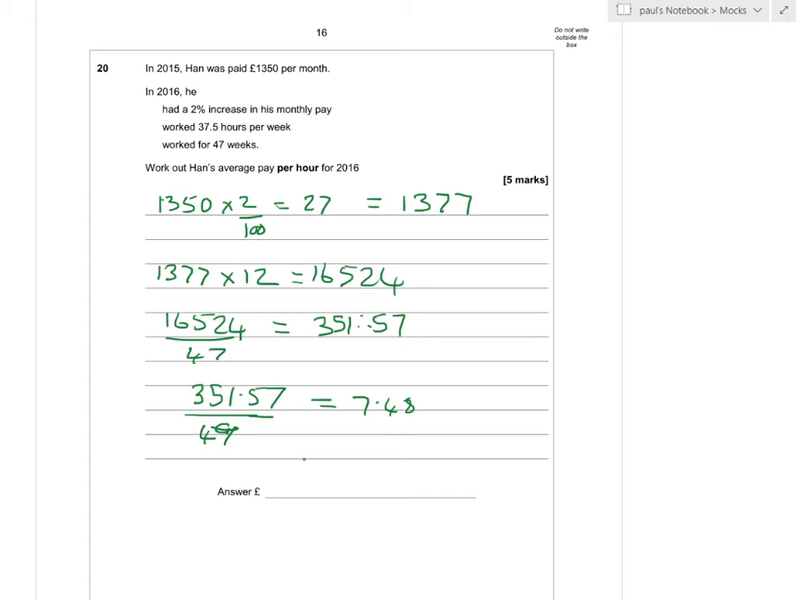Or I've done this completely the wrong way. So let's go 1350 times 2 divided by 100 is 27. So that makes 1377. 1377 times 12, 16524 divided by 47 equals that. And divide that by... I know. Look, that's where I've gone wrong.